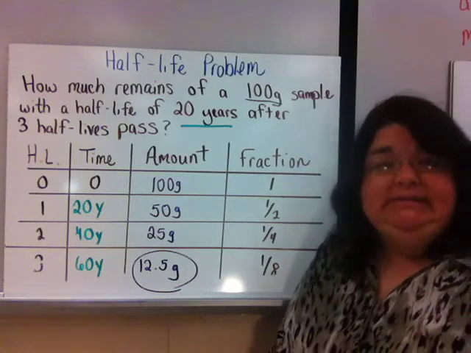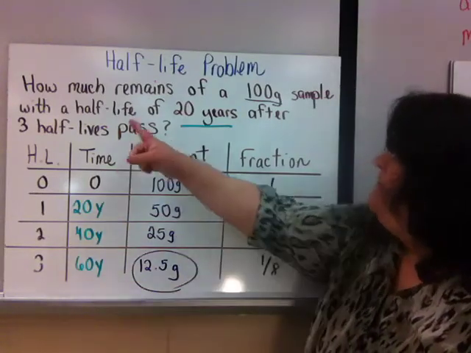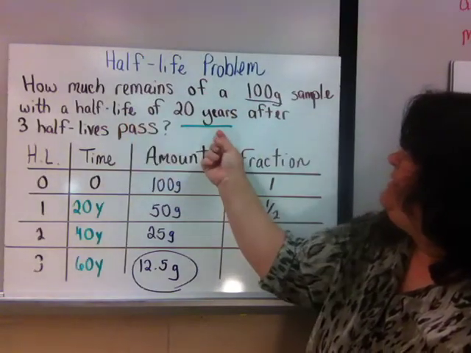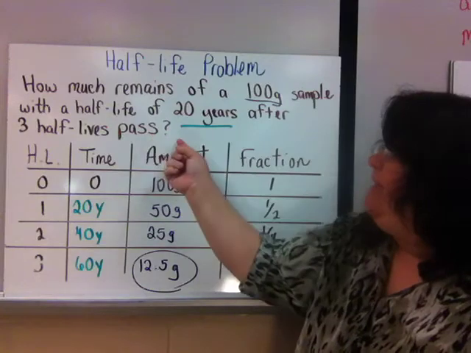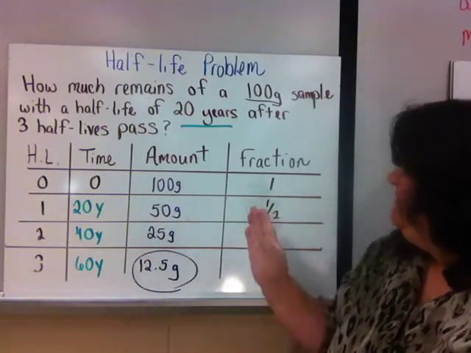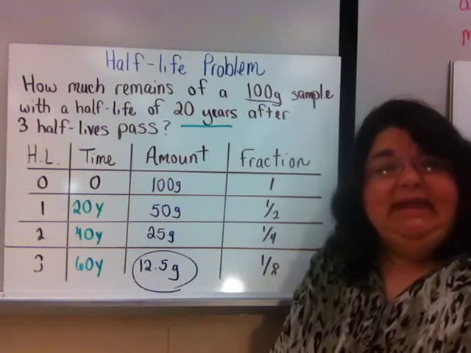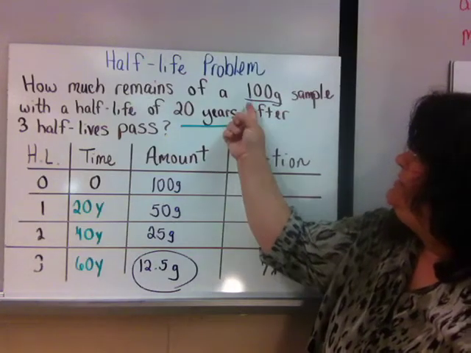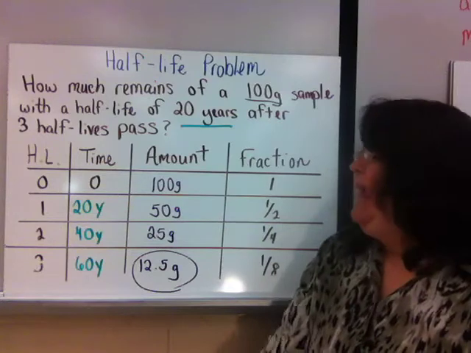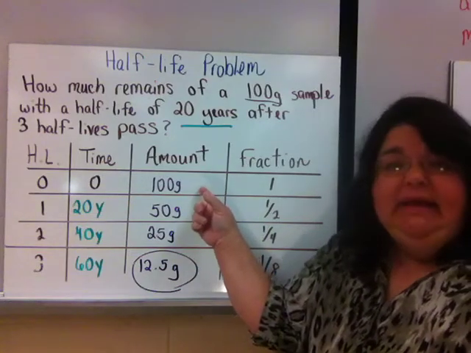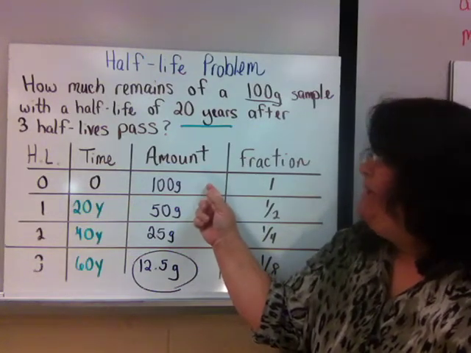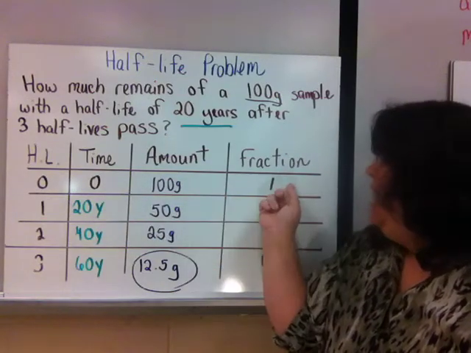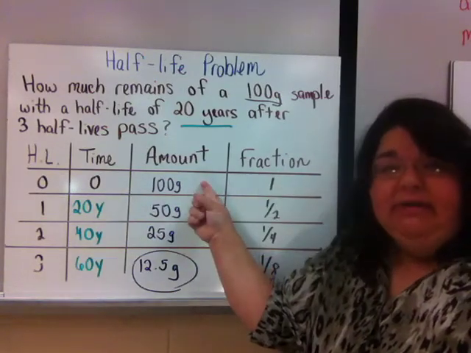So let's look at an example of a half-life problem. How much remains of a 100-gram sample with a half-life of 20 years after 3 half-lives pass? So you notice everything that's in brown is the same as the chart that we had before. Now I identify my knowns, 100 grams in 20 years, and I put the 100 grams in under amount. That's how much I have when I start. So at time 0, all of my sample is 100 grams.